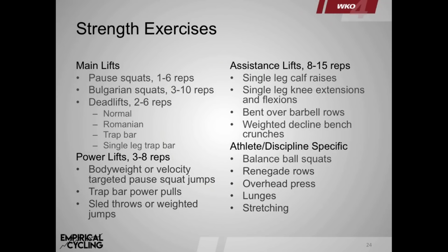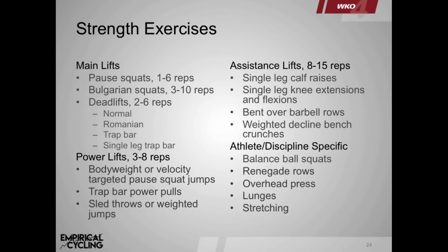This is great for balance. Even if you're a road rider and you don't think you need a lot of balance exercises, this is great to work your stabilizers. Single leg knee extensions and flexions, bent over barbell rows, and weighted decline bench crunches. I don't have a lot of people do high rep crunches. I think you might as well be riding a bike if you want that kind of core strength. But just talking about actual strength, actually building the amount of weight that you can hold up by doing crunches, to me is a lot more useful.